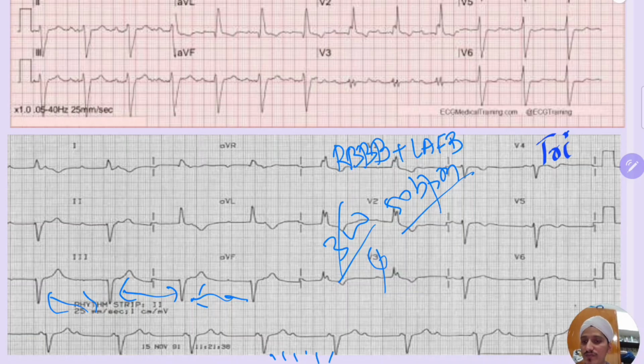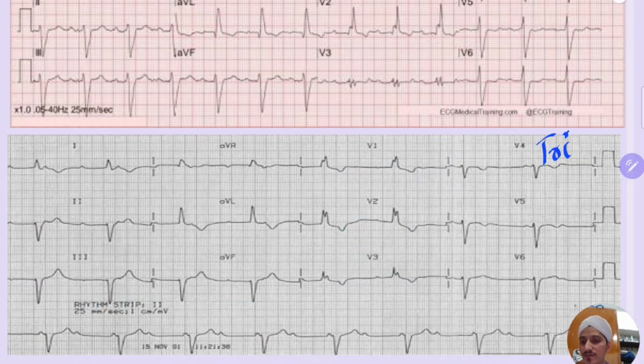You can make out P waves followed by QRS complex. Rhythm strips are 2 and V1. You can make out P wave followed by QRS complex, P wave followed by QRS complex. But the P wave is far away from the QRS complex. That means, if I zoom it, you will know this.